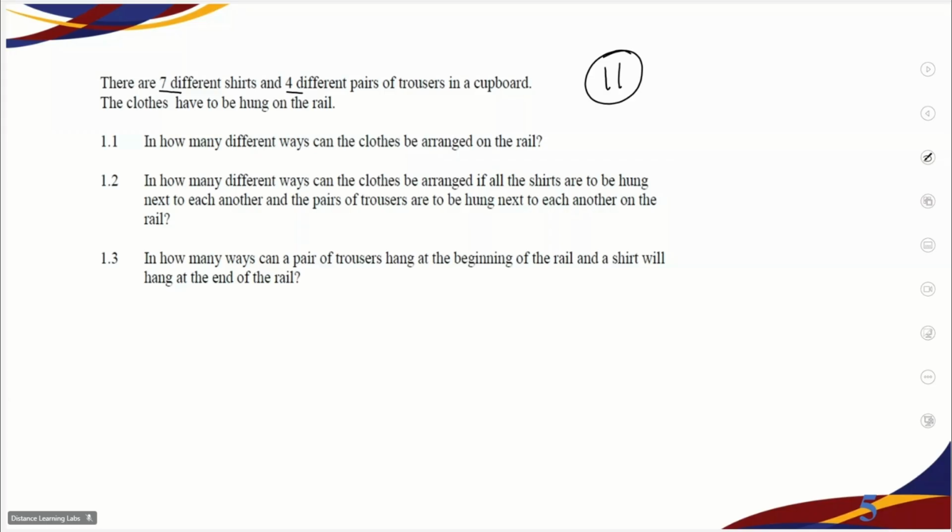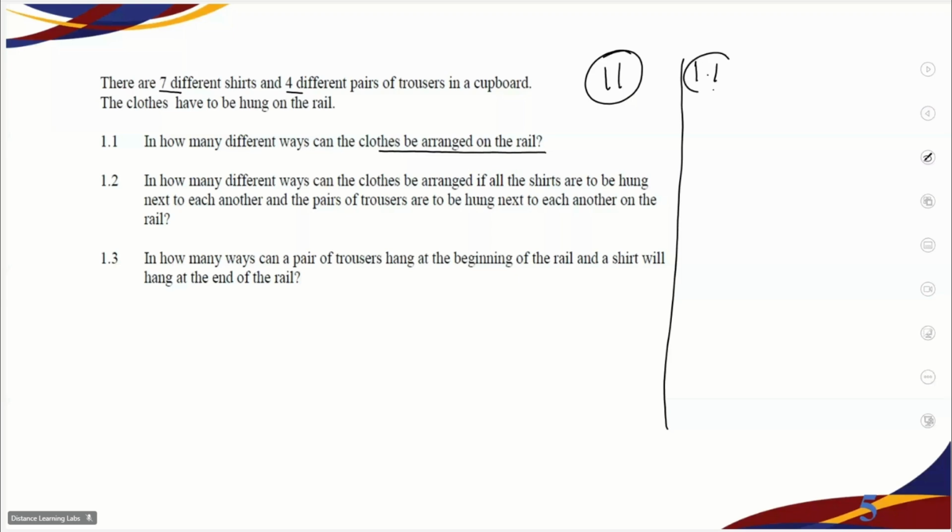Now, the first question then says, in how many different ways can the clothes be hung on a rail? All 11 of them. In how many different ways can those clothes be hung on a rail? I'm going to divide my screen into 2 so that I can respond on this other side.